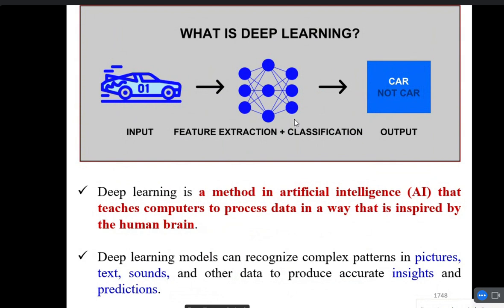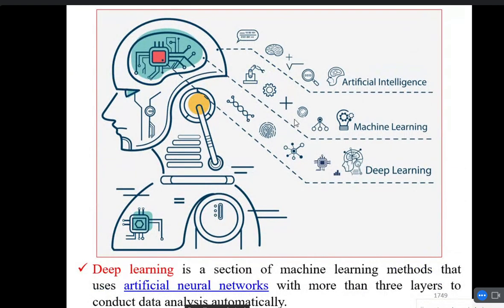So that's why deep learning models can recognize complex patterns in pictures, images, text, audio, video, graphics, animation, and other data to produce accurate insights and predictions. So artificial intelligence is a big umbrella. Under that we have machine learning, and under that we have deep learning. Artificial intelligence is nothing but the science and engineering to develop intelligent applications, intelligent behavior in a machine.